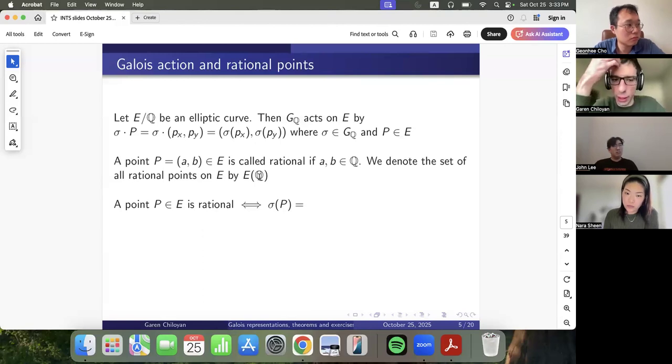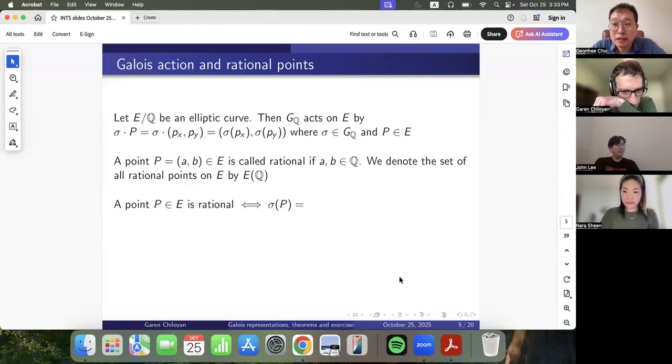I have a question for the audience. A point P on E is rational, meaning points of the form (a, b) where a and b are both rational numbers, if and only if sigma of P equals what? What will sigma of P equal if P is rational? So please interrupt if you want to contribute.